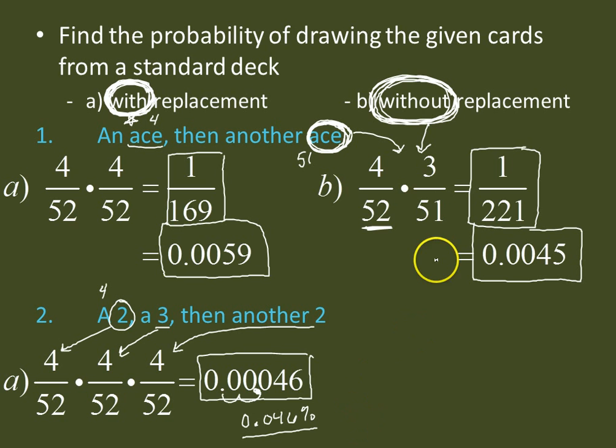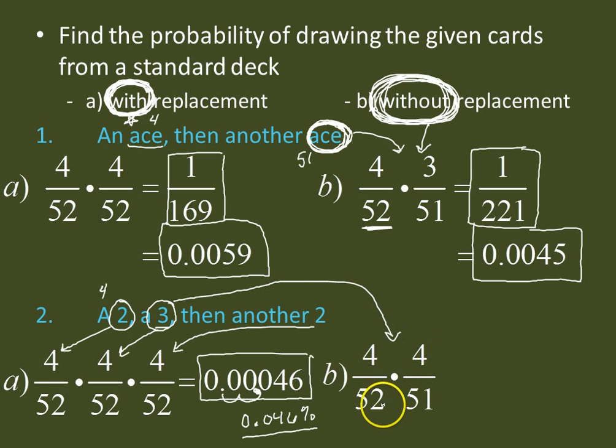Okay, same question, but now without replacement. So whatever we take, we keep in our hand. Okay, so we draw a 2, so 4 out of 52. We keep that 2 in our hand. So then what's the probability of drawing a 3? 4, I've got 4 of them, but only out of 51.